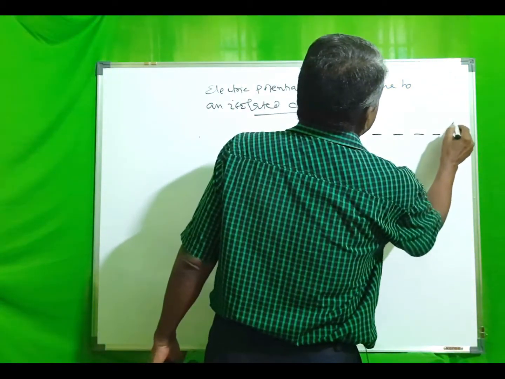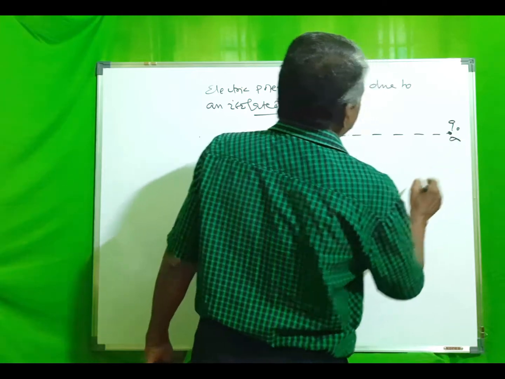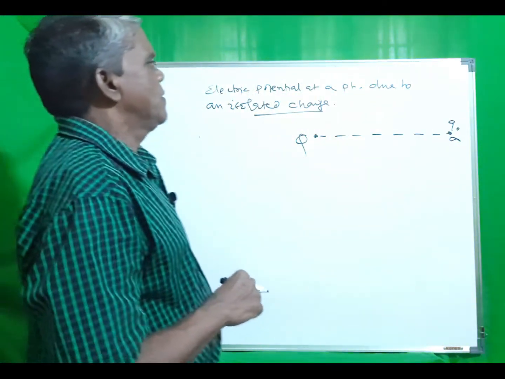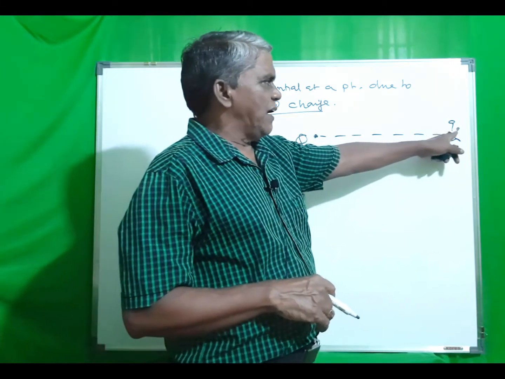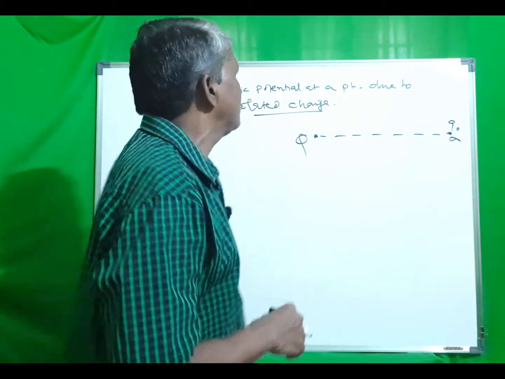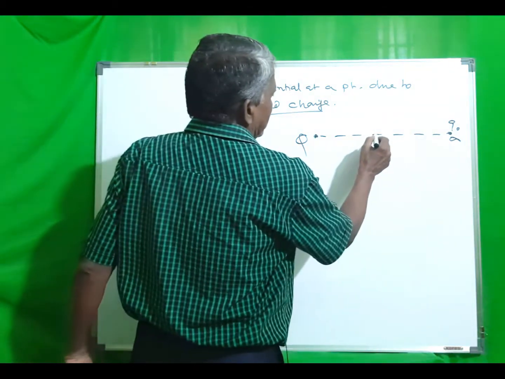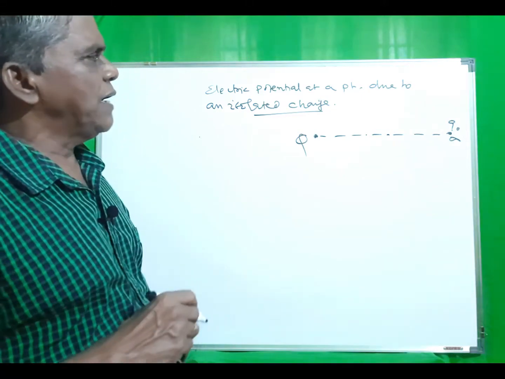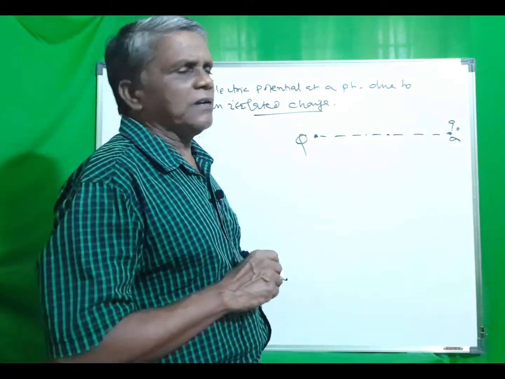A test charge q naught is at infinity. If the test charge is moved from infinity to a certain point, then the amount of work done at that point is the electric potential at that point.